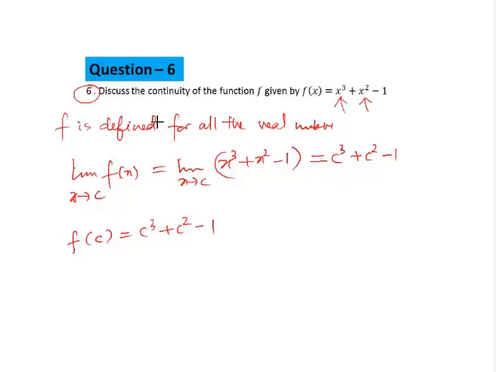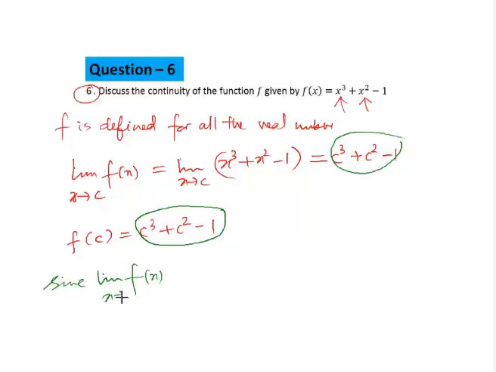Now we observed that the limit of the function when x is approaching c and the value of the function when x is equal to c, these two values are equal, right? Since the limit of the function as x approaches c is equal to f of c, therefore we can say that f of x is continuous, right? Continuous for all real numbers.